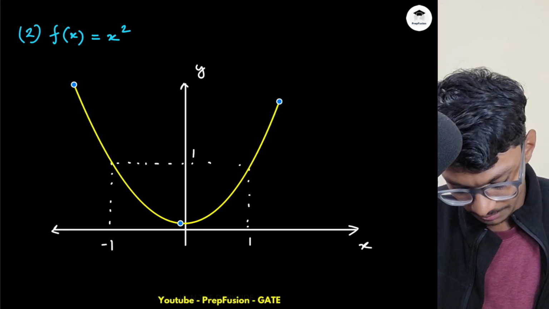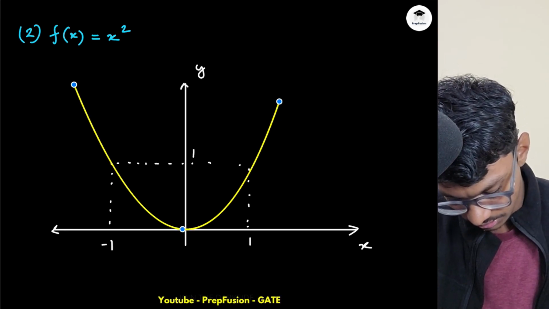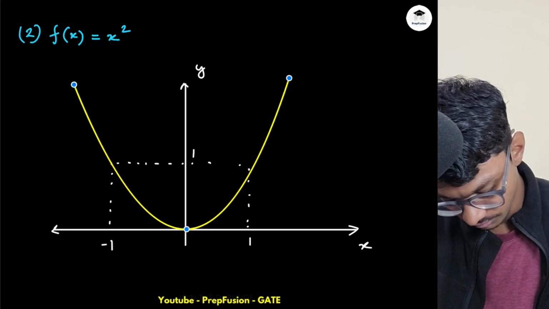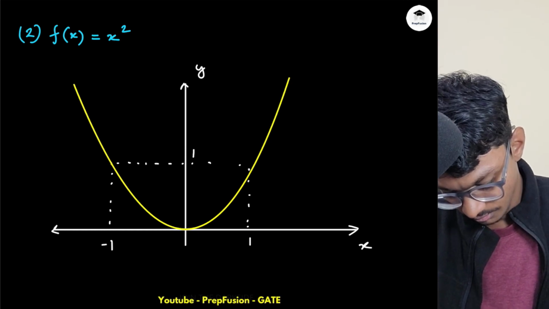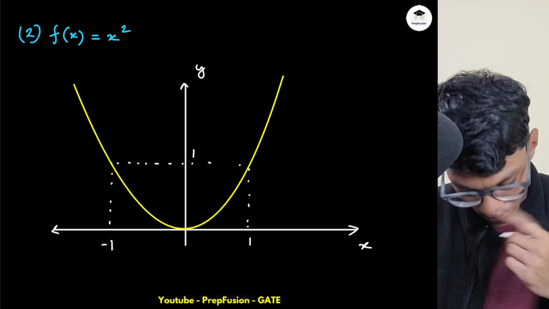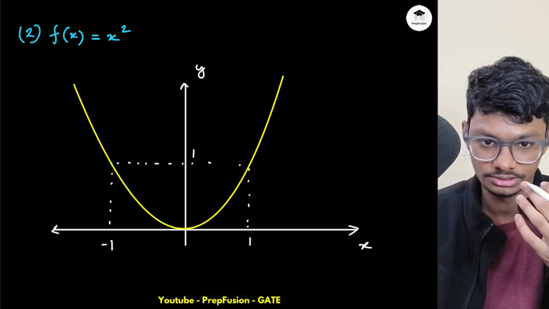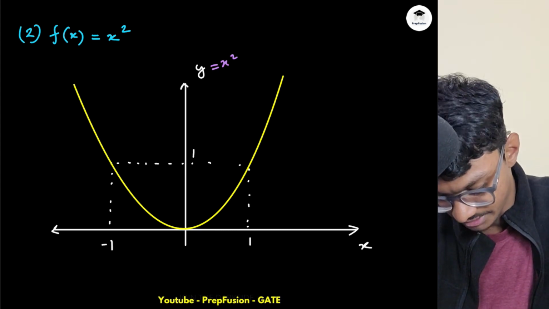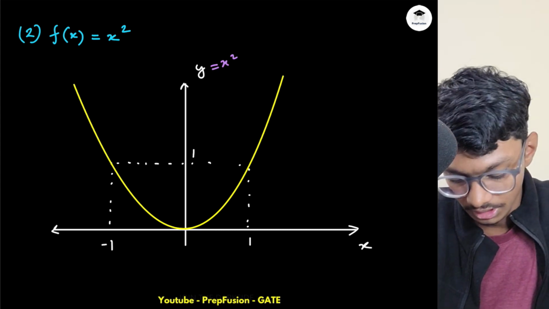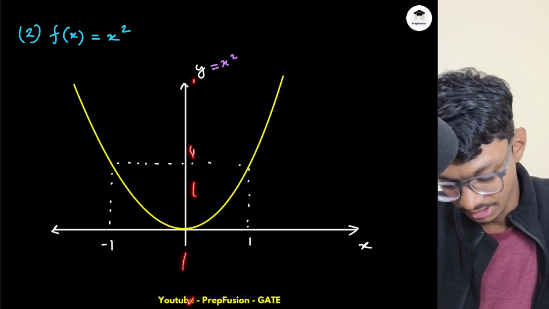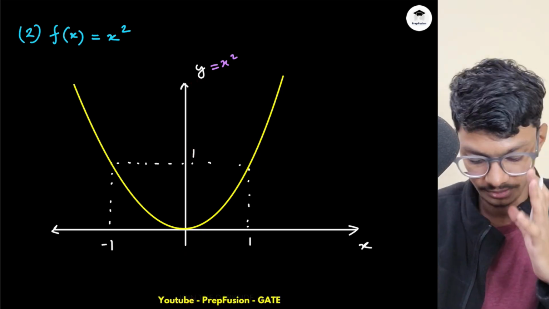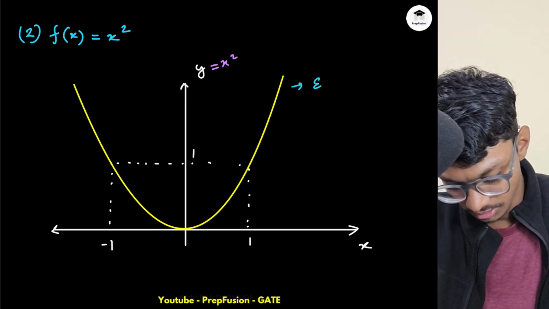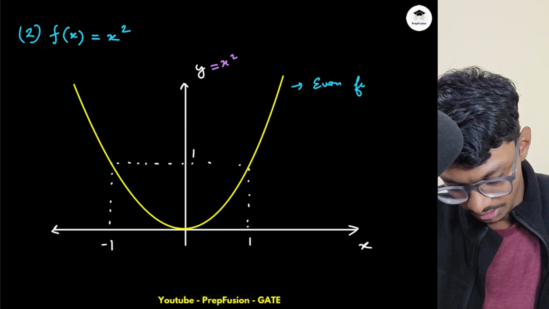Okay, so this is a parabola. Basically, this is y equals x square, f of x equals x square. Now here, what do you see? It is symmetrical around the y-axis, so this will be an even function. Graphically also you can understand.